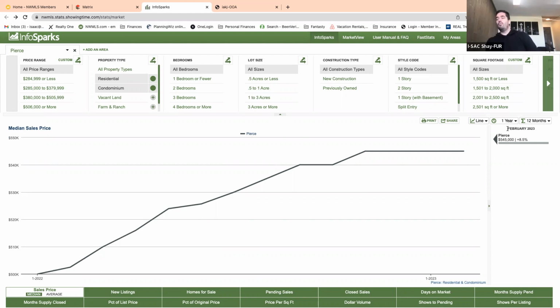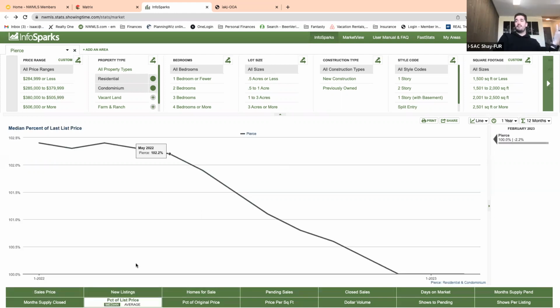But even if it was down 2%, like you were saying, Christy, it's not like you've lost a ton of equity, is what I would be telling your clients. And then as far as buyers are concerned, you can use statistics like the percent of list price. In the past, people were paying well over list price. Now people are buying the home for what it's listed at or less.